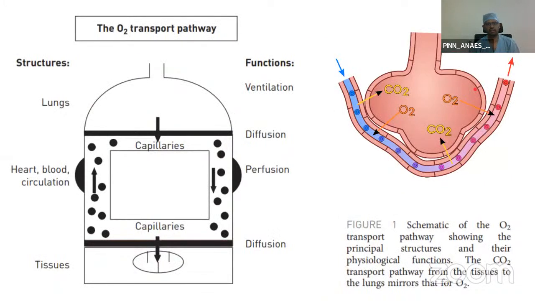So this is the oxygen transport pathway. This is the schematic representation of lungs. Oxygen diffuses from lungs into the blood and reaches the systemic circulation. From systemic circulation, it diffuses from capillaries to the tissues. This is a schematic representation of an alveolus perfused by a capillary. Here you can see mixed venous blood entering the capillary, getting oxygenated in the alveolus, and oxygenated blood goes out as end capillary blood.